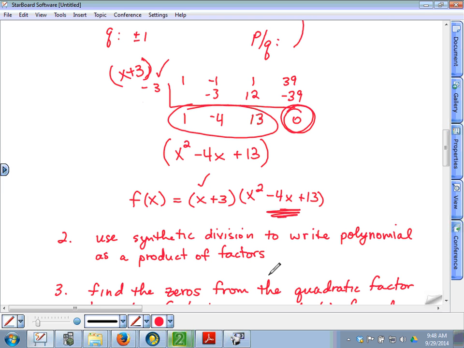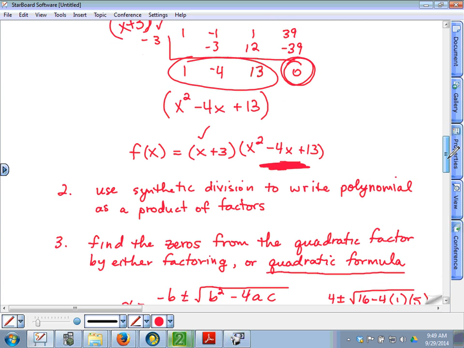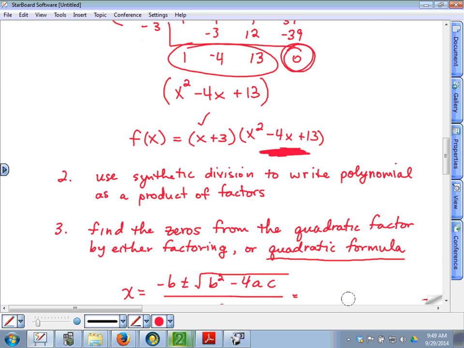Quadratic formula. Why does it have to be quadratic formula? It doesn't factor. Now, sometimes, you guys listen carefully, sometimes that will factor. But x squared minus 4x plus 13 just happens to not factor. So we are going to have to use, that's what step 3 here says: find the zeros from the quadratic factor. This is the quadratic factor. Find the zeros from the quadratic factor by either factoring, if it does factor, or the quadratic formula.